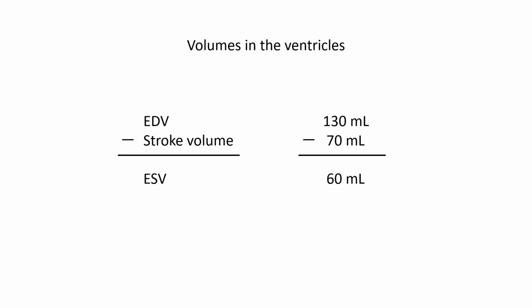So here's a little math. If we take the end diastolic volume, that's the maximum amount of blood in the ventricle at the onset of contraction, and subtract the stroke volume, that's the quantity of blood that is ejected during contraction. The amount of blood that remains in the ventricle is the end systolic volume. And then here are those typical values. So end diastolic volume is roughly 130 milliliters. With contraction of that ventricle during that particular cardiac cycle, the stroke volume is 70 milliliters. That leaves the end systolic volume at 60 milliliters.